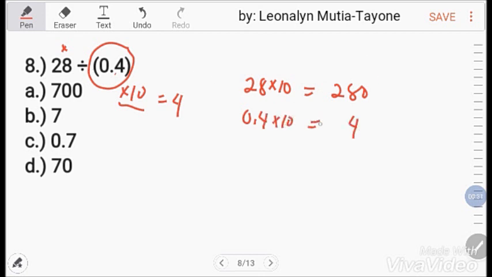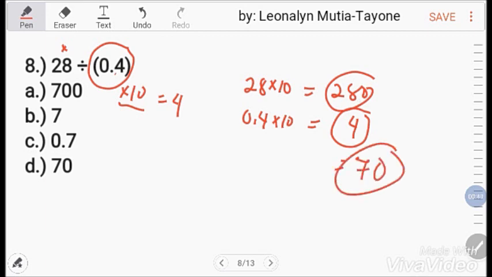So, ang bago natin equation ngayon ay 28 divided by 4. So, kung 28 divided by 4, that means 70. So, the answer will be letter D.